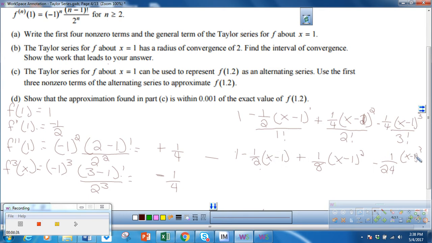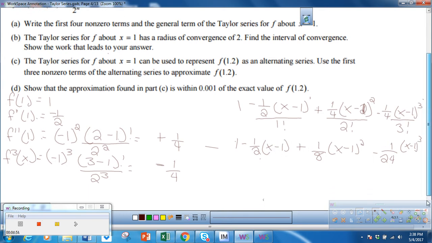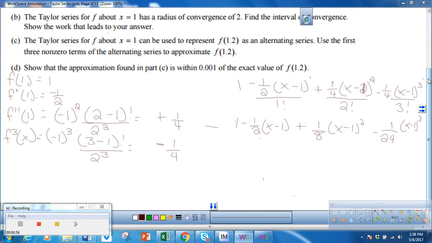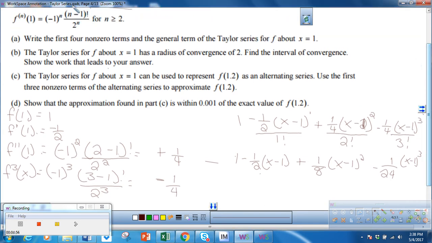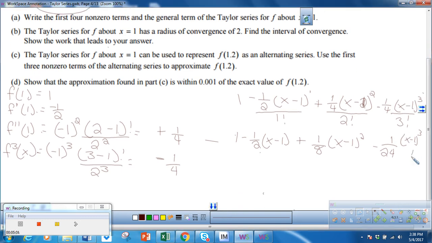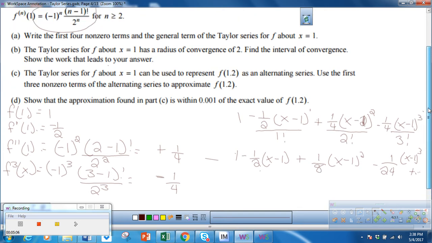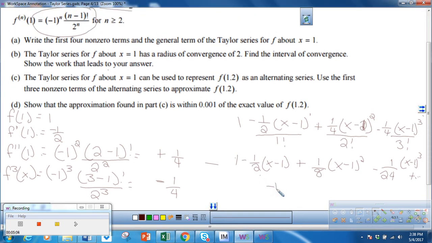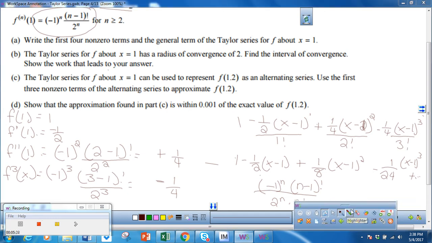And now they want the nth term. So one of the things that we can do with the nth term, and this is the safe thing to do, is just use the formula they gave us for the derivative, because the nth term is going to involve the derivative. So that derivative is negative 1 to the nth, n minus 1 factorial over 2 to the n, and then the only thing that we're adding to that is n factorial. So technically, that is the nth term.